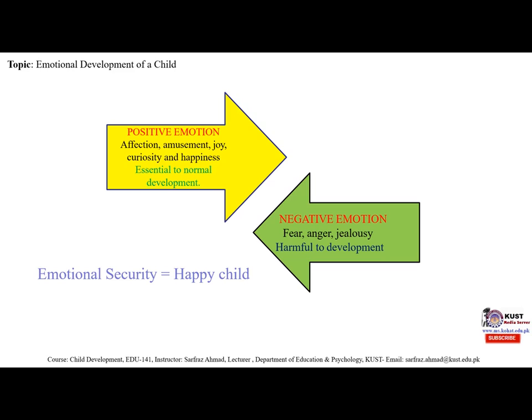There are two types of emotions: positive emotions and negative emotions. In positive emotions, we can say that affection may be there, amusement, joy, curiosity, and happiness, and this is essential to normal development. In negative emotions, we can say that there is fear, anger, jealousy, which are harmful to development. So emotional security is equal to the happy child.